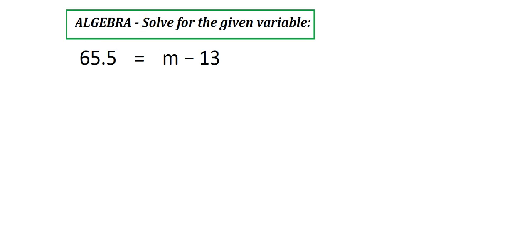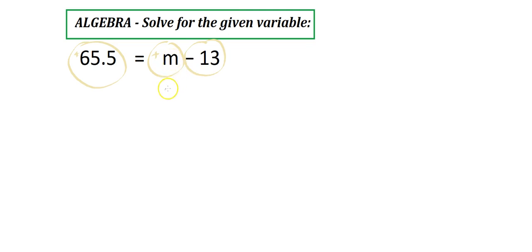It's always a really good idea when you're just learning how to do this stuff to isolate and identify each of the terms. So we've got 65.5, so that's a positive 65.5, right? We have minus 13, and we have positive m. So those are our three terms, and those are the three terms that we're going to work with.